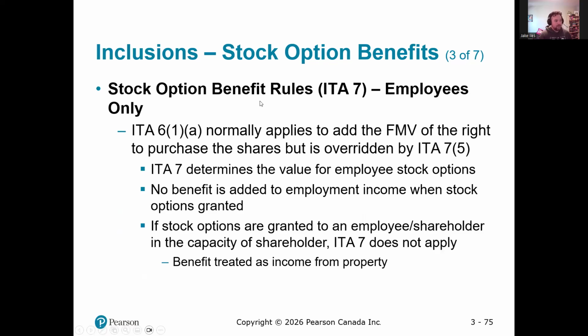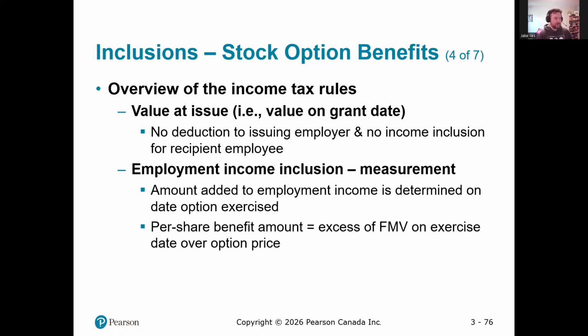So, the stock option benefit rules. These rules normally apply to add the fair market value of the right to purchase the share, but this is overridden by Tax Act 7. So Tax Act 7 determines the value for stock option benefits. No benefit is added to employment income when stock options are granted. If stock options are granted to an employee/shareholder in the capacity of a shareholder, then Section 7 does not apply, and the benefit is treated as income from property. We don't get into the benefits for shareholders in this course. Our focus is on employees. So the important thing to remember is that granting a stock option is not yet a benefit.